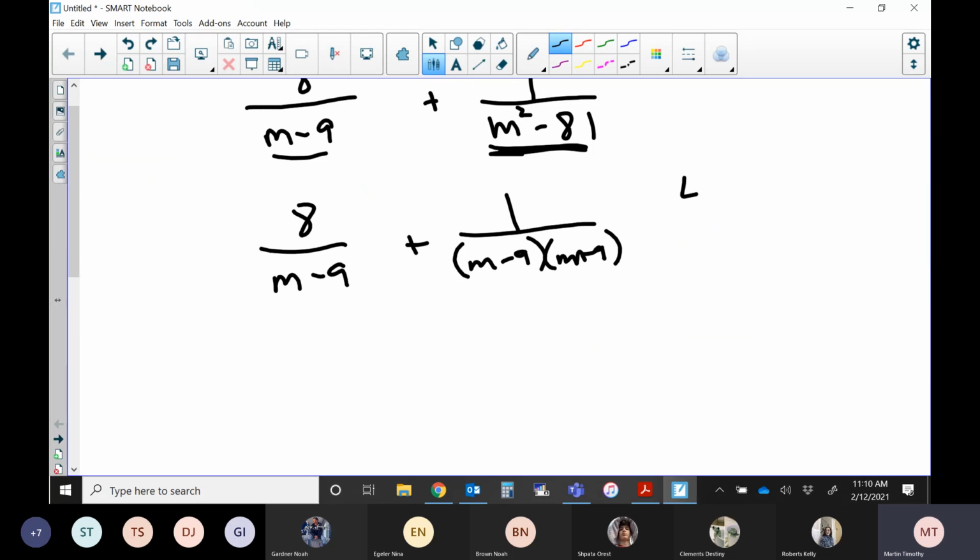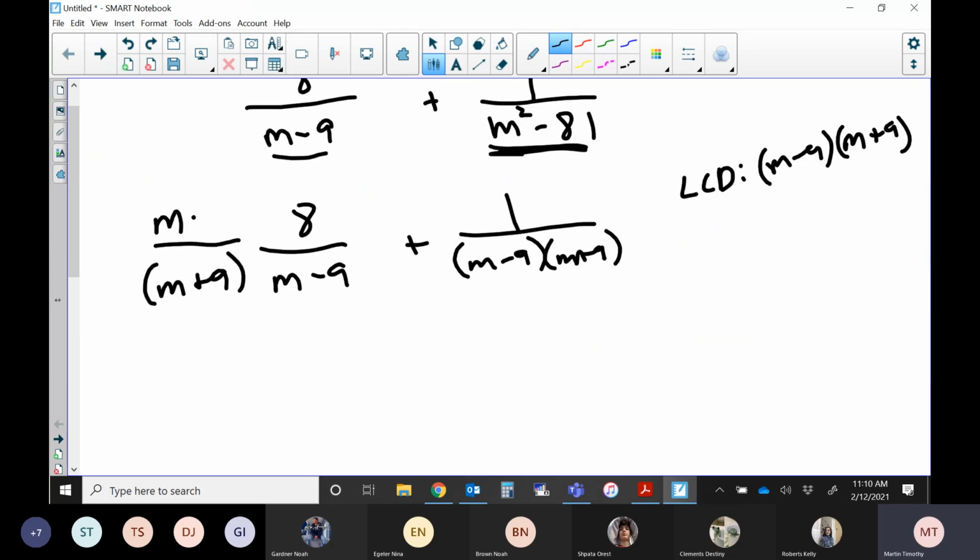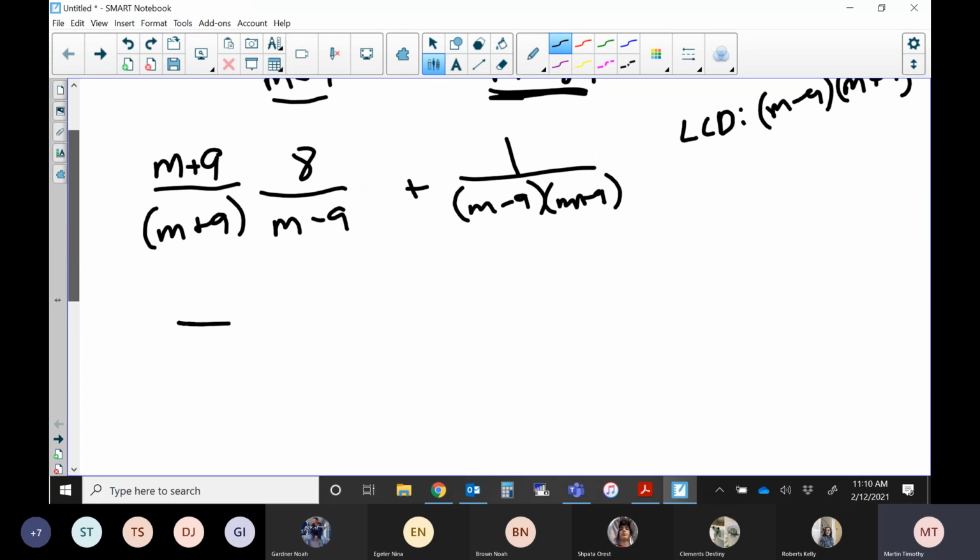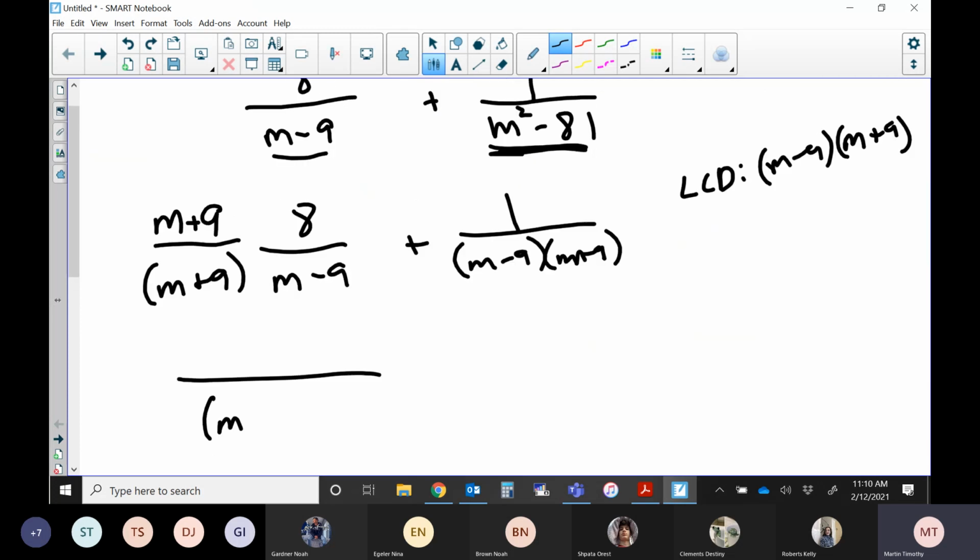I should realize that my least common denominator, what can I make them both become? I can make them both become m minus 9, m plus 9. So this guy needs an m plus 9, so I have to do it to the bottom and to the top. And when I do that, both denominators become m plus 9, m minus 9. So now I have common denominators.